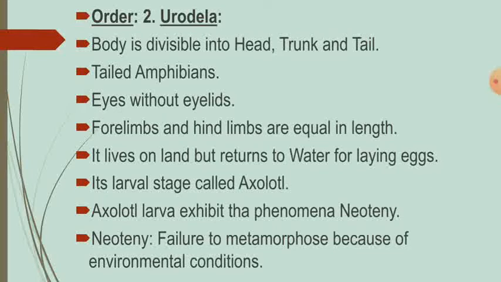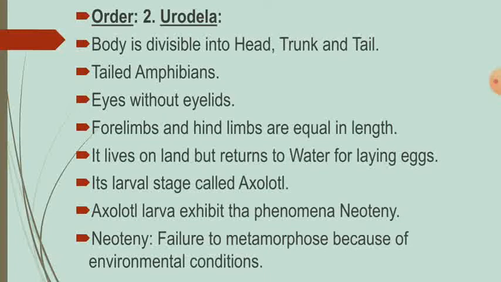Its larval stage is called axolotl. The larva resembles the adult, but in body form its metamorphosis into an adult is less marked. As I said, it lives on land but returns to water for laying the eggs. Here the larva is axolotl. This axolotl larva exhibits the phenomenon called neoteny. Neoteny means failure to metamorphose because of environmental conditions.